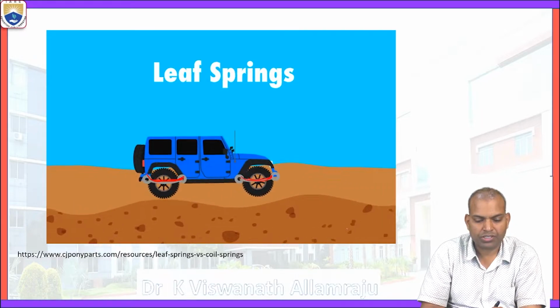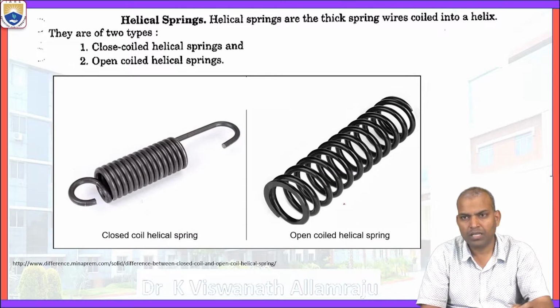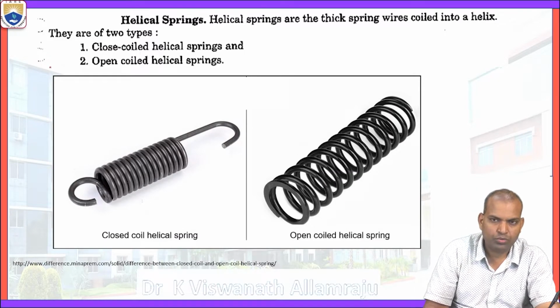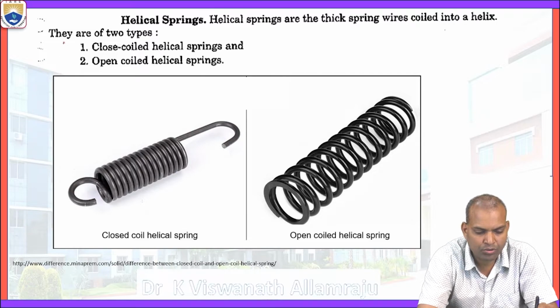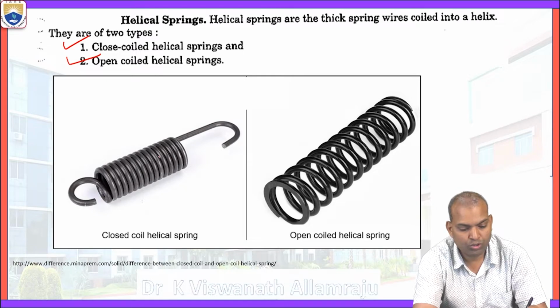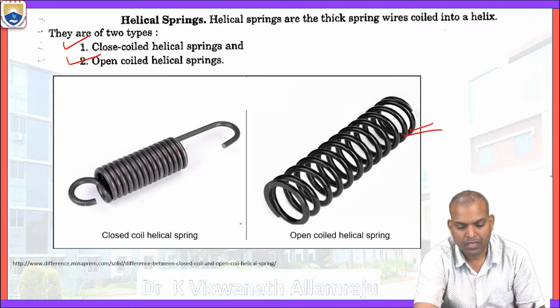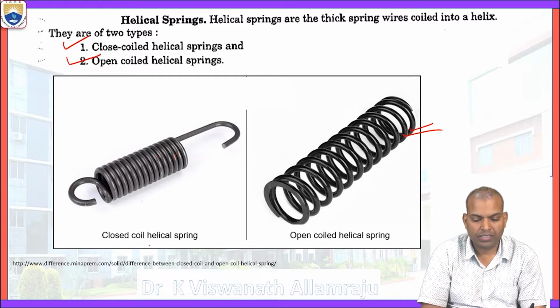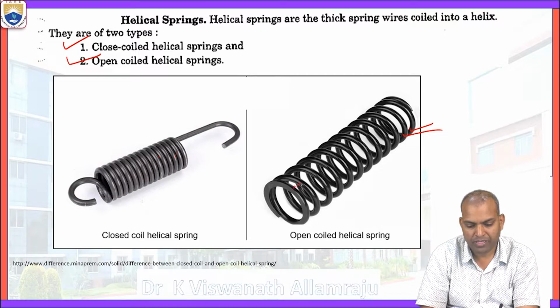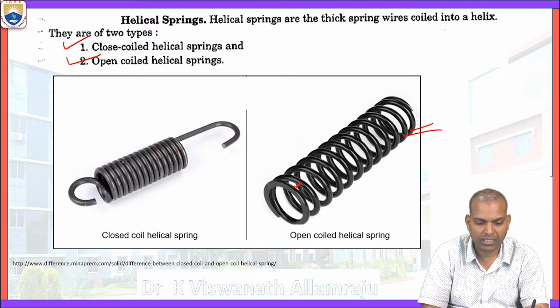Coming to helical springs, there are two types: the closed coil helical spring and the open coil helical spring. This is the closed coil helical spring, and this is the open coil helical spring. You can see the pitch is low in the case of closed coil, and the pitch is more in the case of open coil helical springs.